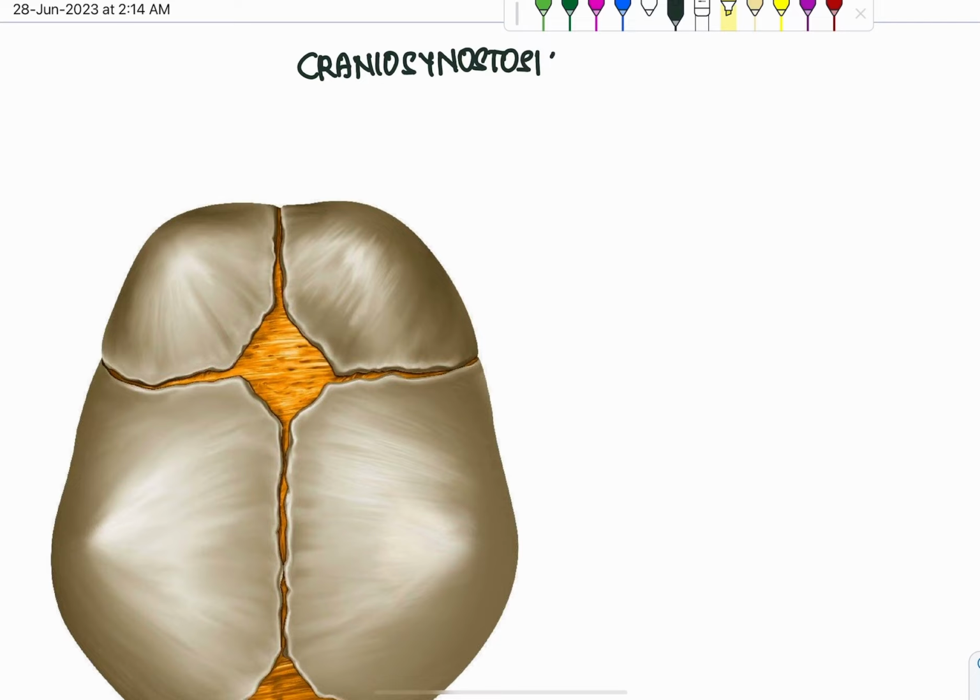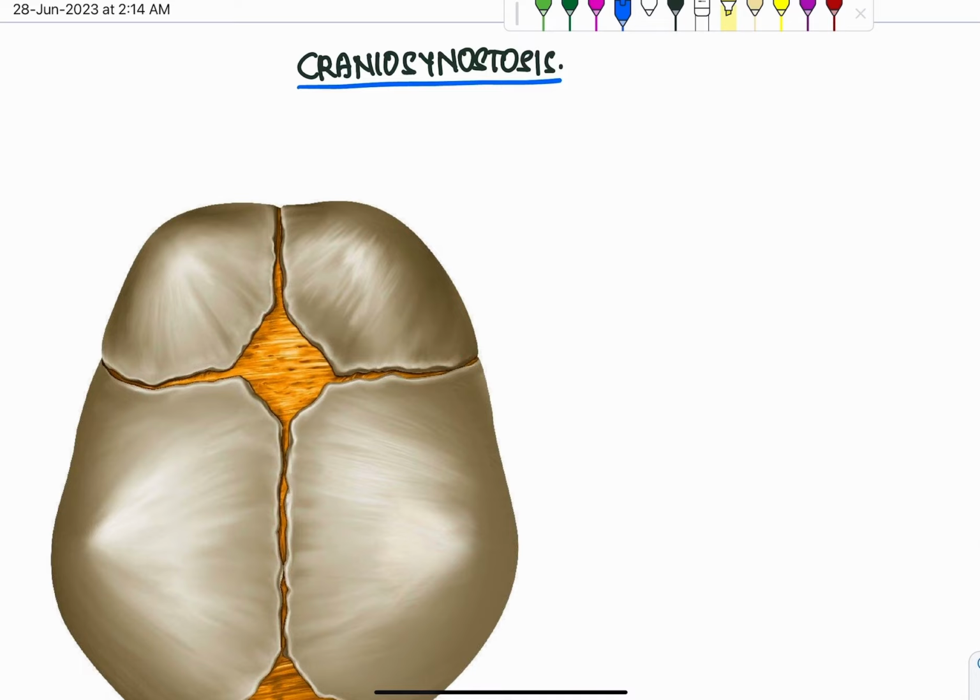Okay, now. Hello guys, so now we shall be discussing another important topic in pediatrics, that would be craniosynostosis. Okay, so what is this craniosynostosis? Craniosynostosis is nothing but fusion of the cranial sutures prematurely. Okay, premature fusion of cranial sutures.